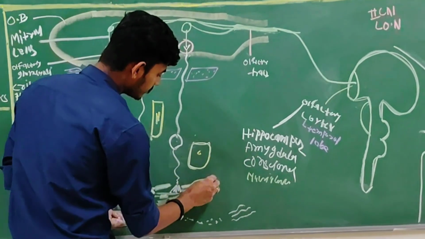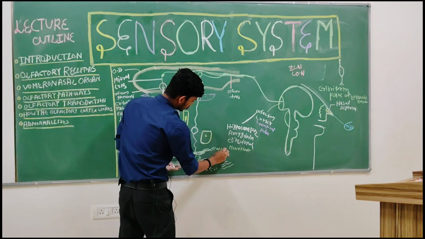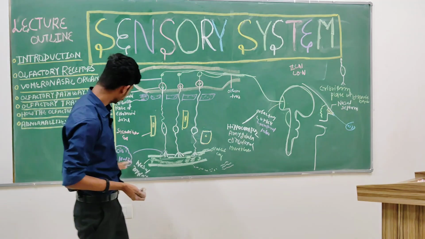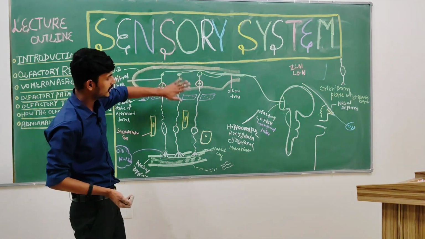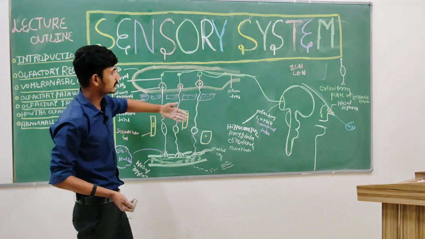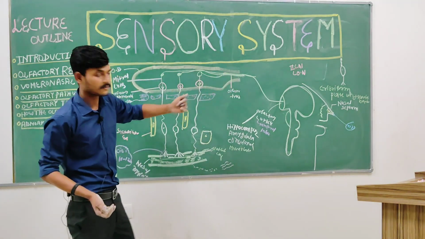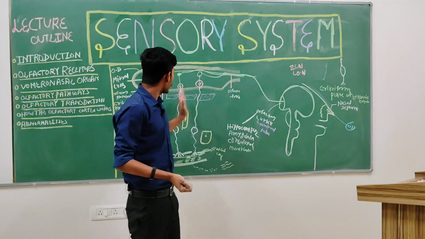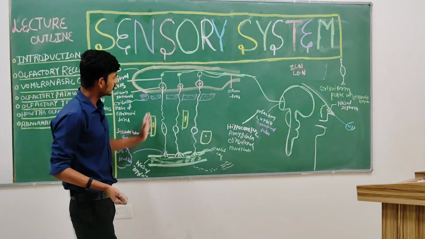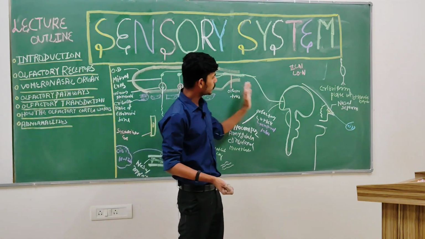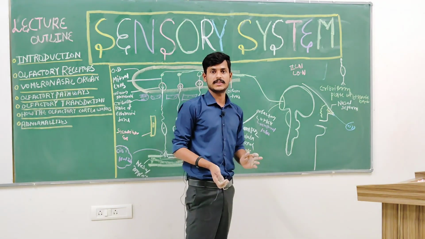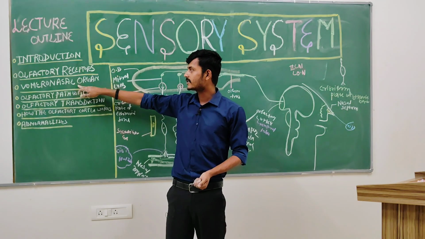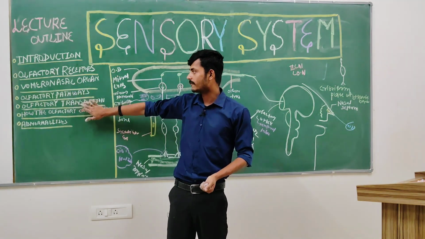Goblet cells are present. We studied the cut section of the nasal cavity, and we saw how olfaction, or the smell, is sent to the central nervous system. So we're done with our introductory part: olfactory receptors, olfactory pathways, olfactory transduction.